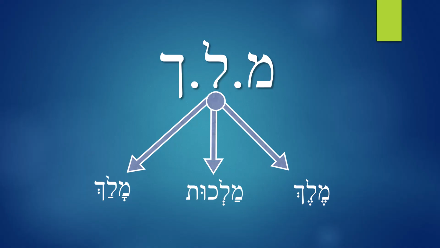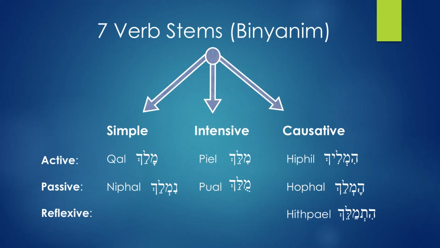So if you know the root, you can guess the meaning even if you have not memorized the word. Just by looking at the root you can tell the core meaning of the word. And that's why knowing the root is very important. Remember, from the root, stems can be formed. So let's look at how Hebrew stems work. Let's look at the 7 binyanim, the 7 stems, the 7 structures.